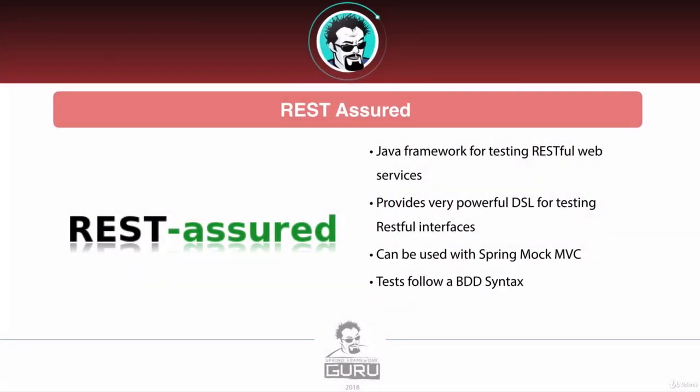Rest Assured. This is a Java framework for testing RESTful web services. This is a very powerful DSL for testing RESTful interfaces. This is a syntax of its own. It can optionally be used with Spring Mock MVC or an actually deployed, running web server to invoke the full stack. The tests you write in a DSL that's specific to Rest Assured, and they do follow a BDD syntax. Very, very popular, very good.